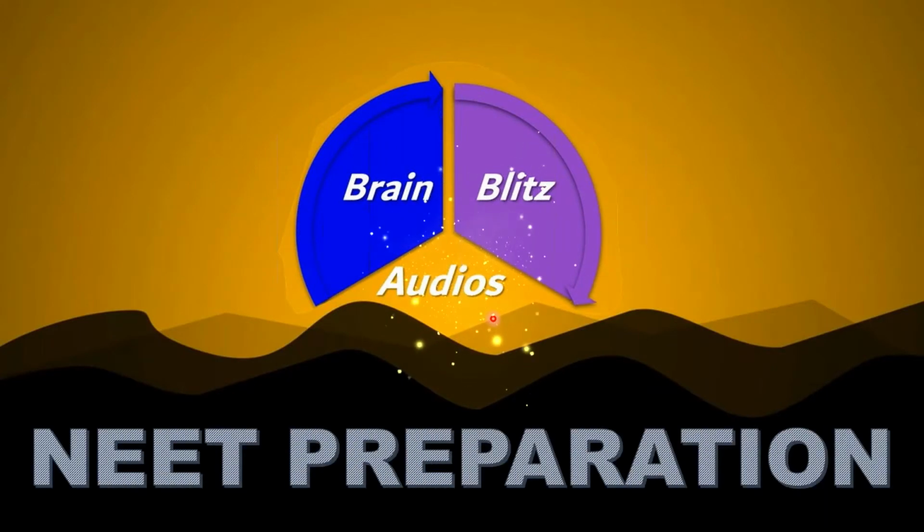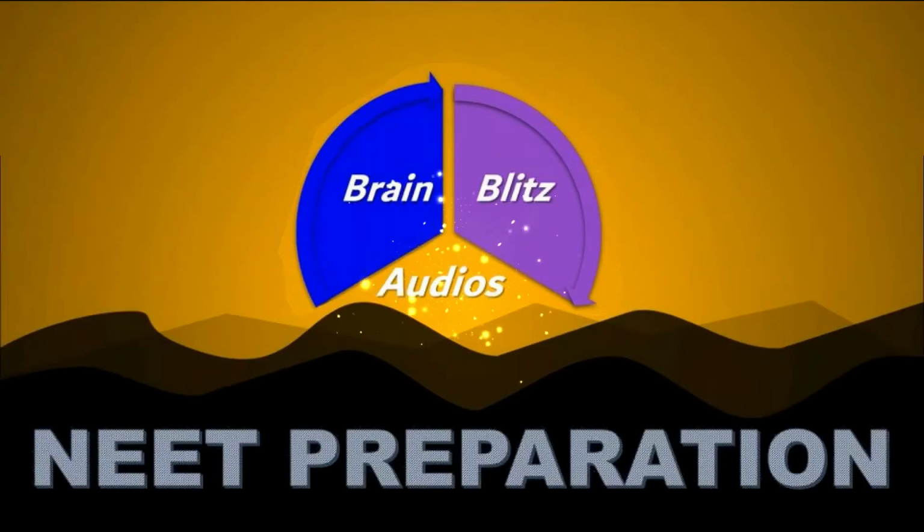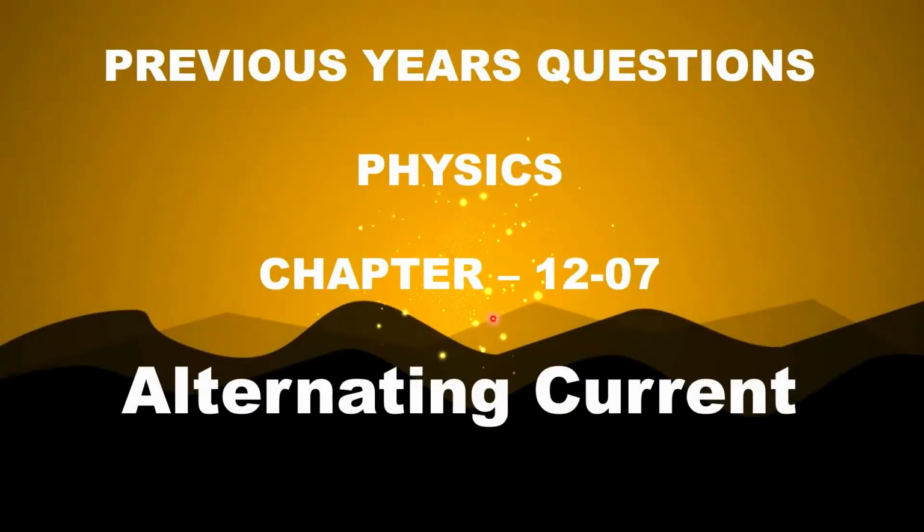Today in this episode of NEET preparation, we'll be looking at previous year questions of physics in medical entrance examinations in India. Today we're dealing with a very important chapter, which is alternating current. This is the 7th chapter in the grade 12 syllabus for physics in CBSE.